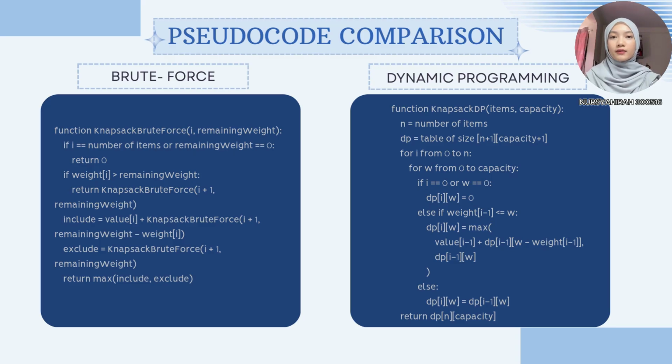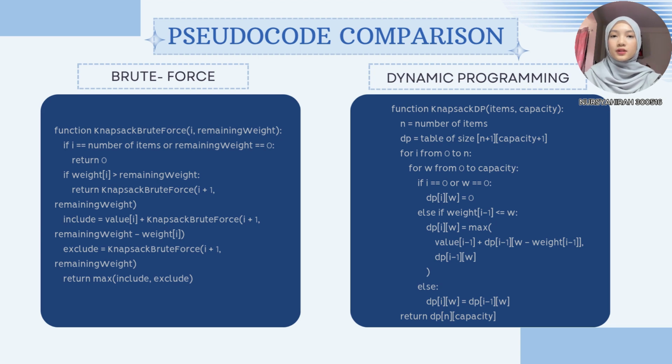For pseudocode comparison, this slide shows the side-by-side pseudocode for solving the 0-1 knapsack problem using two different approaches, which are brute force and dynamic programming. On the left, the brute force algorithm uses recursion to evaluate every possible subset of items. It either includes or excludes each item and explores all combinations until the best total value is found. Although this guarantees the correct results, it becomes inefficient as the number of items increases. On the right, we have the dynamic programming solution.